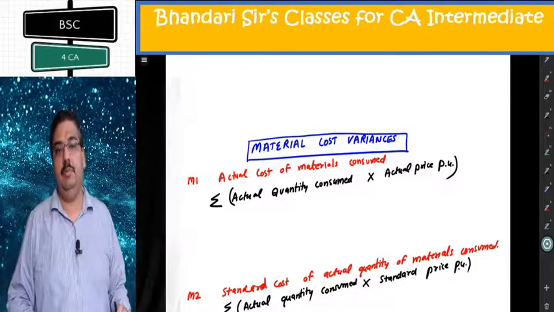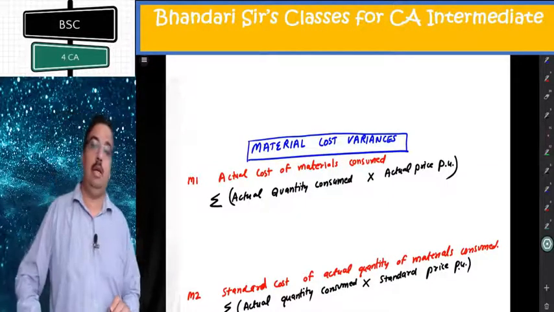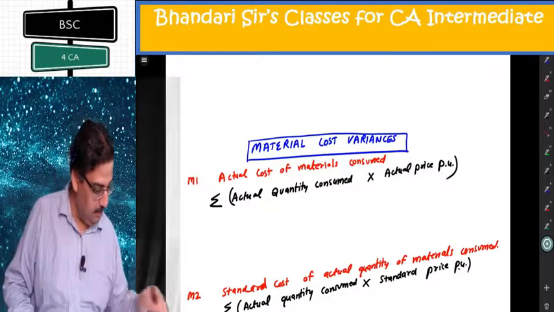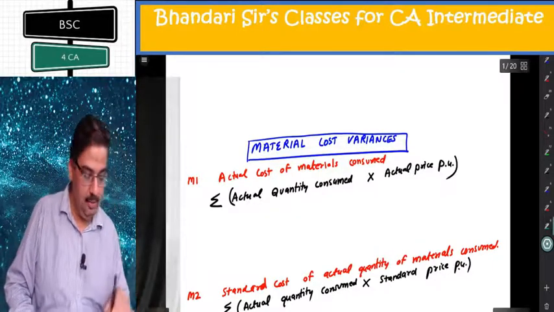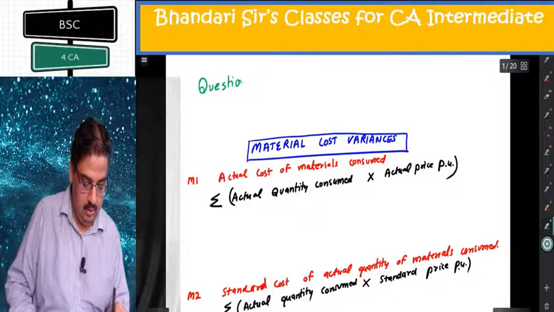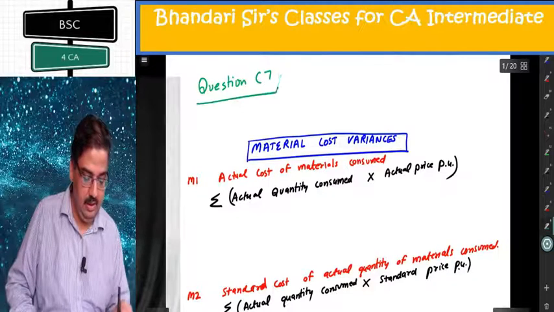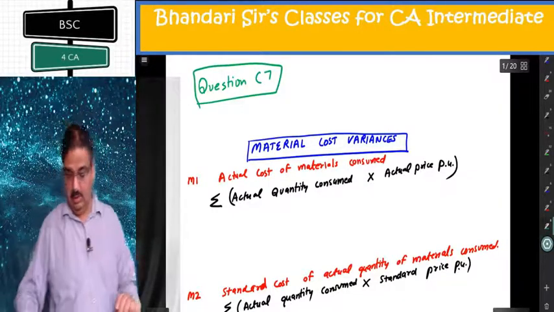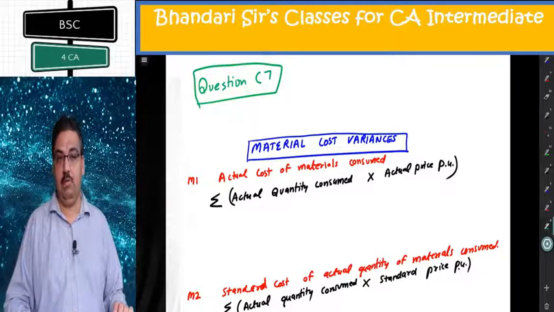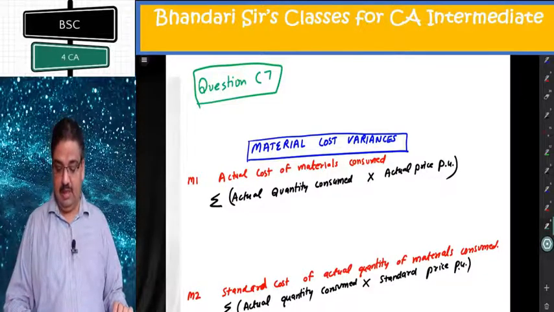Hello friends, the next question I am starting with is question C7, another simpler question on the category of material variances. This question C7 is an exam question which was asked in November 2017 in IPCC old syllabus. It is asking specific things.